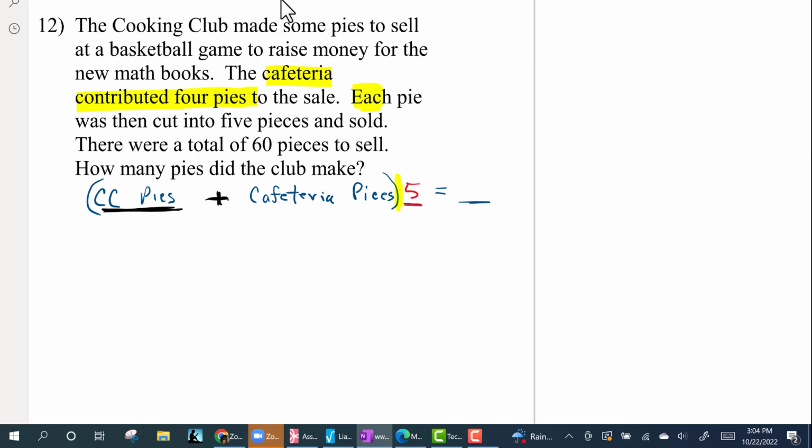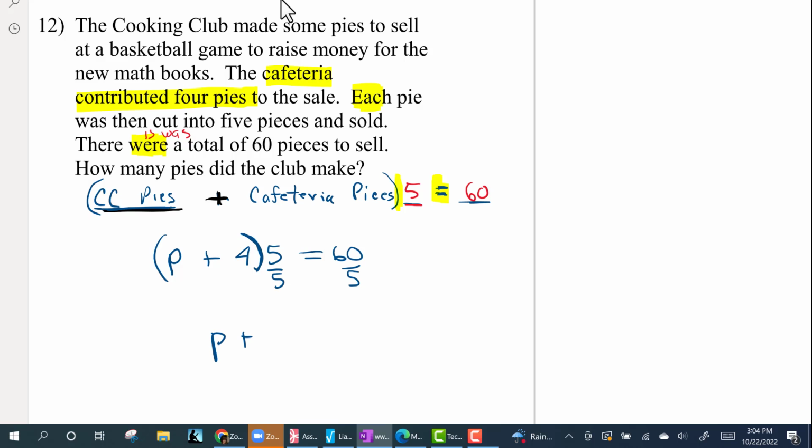5 pieces. And there were, another is, was word. Were means the equal sign. 60. Well, we don't know how many pies the cooking class made, so I will just say P for pies. The cafeteria gave 4 pies, and they're going to each be cut into 5 pieces. Instead of doing the distributive, look at that, 5 is attached by multiplication. We could just divide both sides by 5.